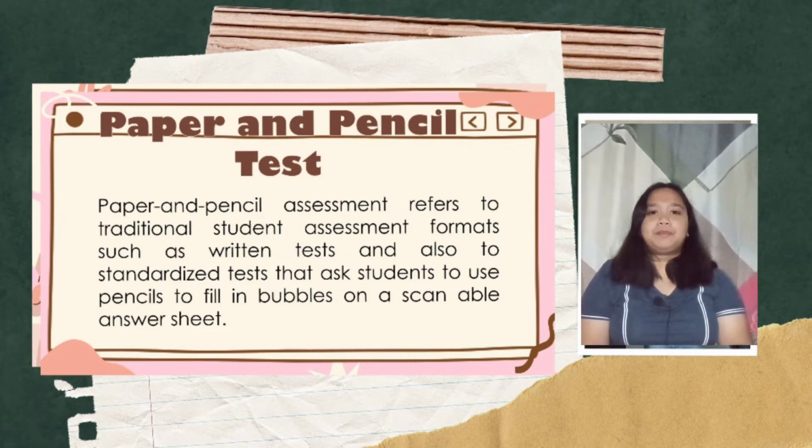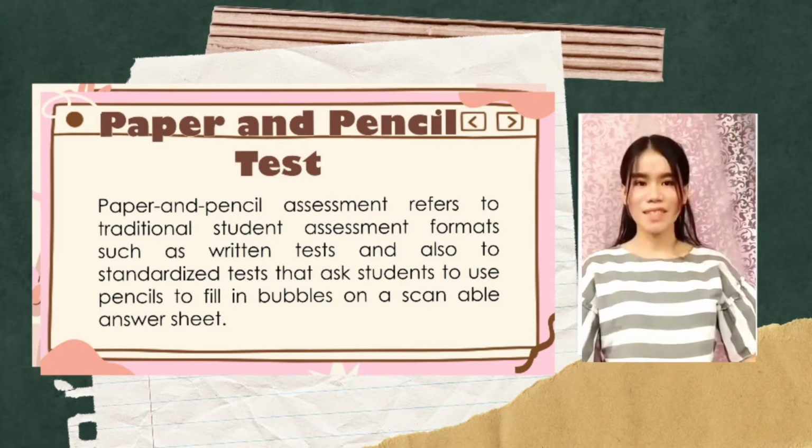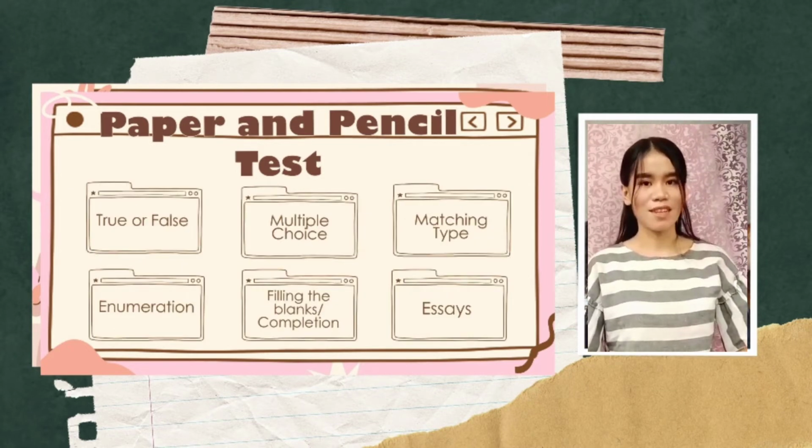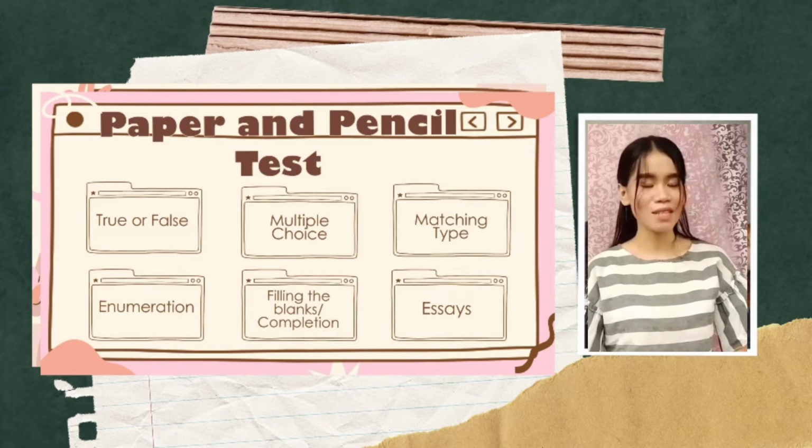In paper and pencil tests or assessments, students provide written responses to written items. It is an assessment in which you fill out answers on the assessment form itself or on electronic forms. This includes questions to answer, topics to address through paragraph responses, and problems to solve, and so on. There are 6 different types of paper and pencil tests: true or false, multiple choice, matching type, enumeration, filling the blanks or completion type, and the last one is essay.